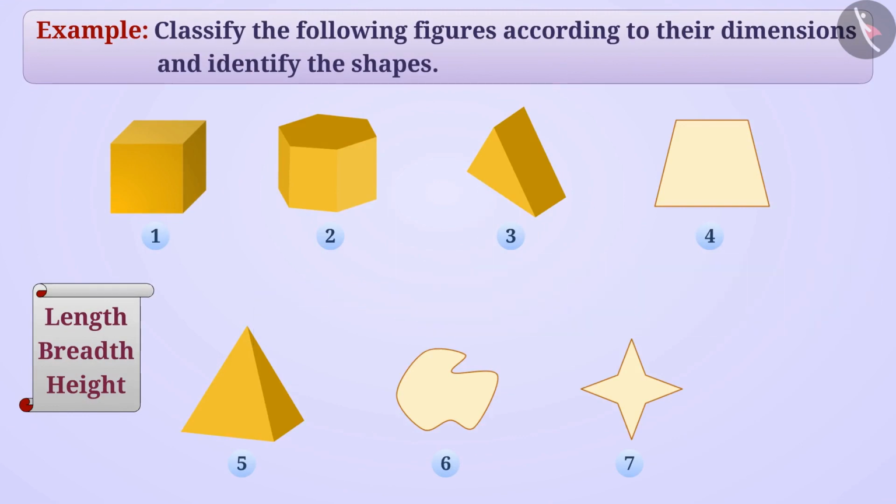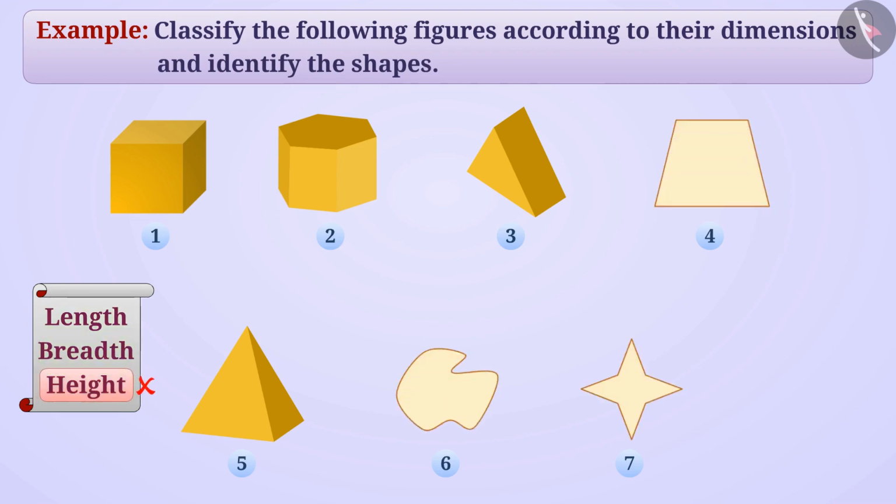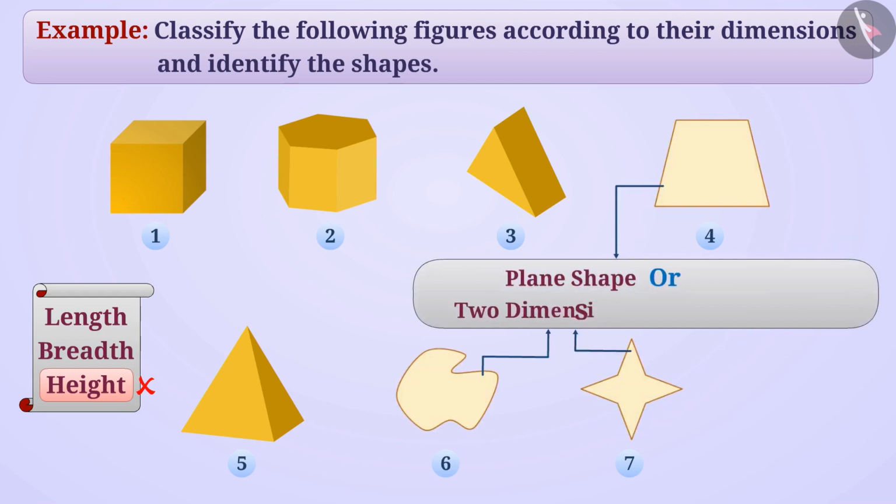However, the shapes shown in 4th, 6th and 7th figures lie in one plane. They have two dimensions such as length and breadth, and third dimension is absent. Therefore, we can say that these shapes are plane shape or two-dimensional shape or 2D shape.